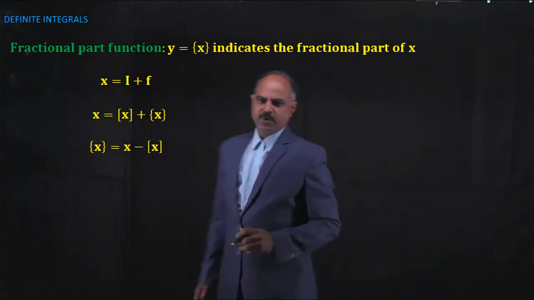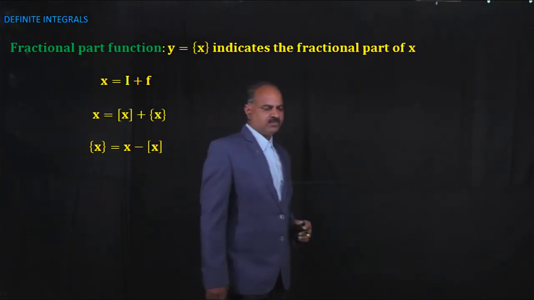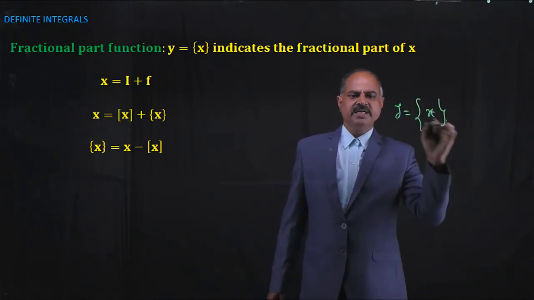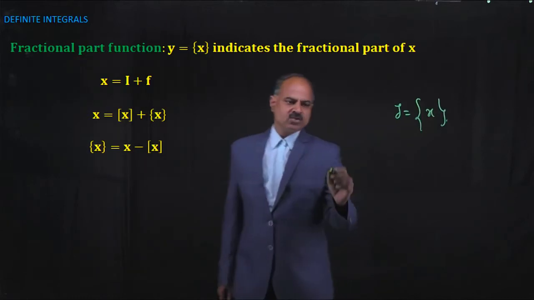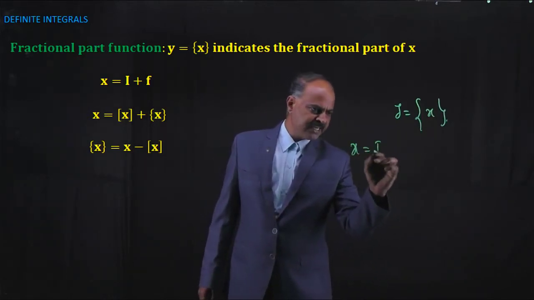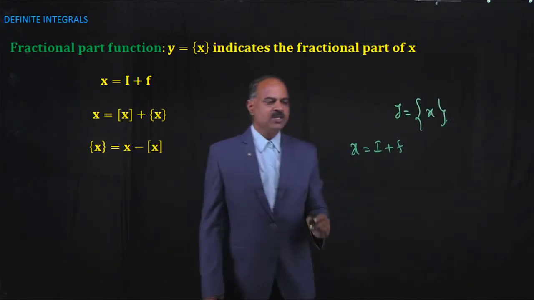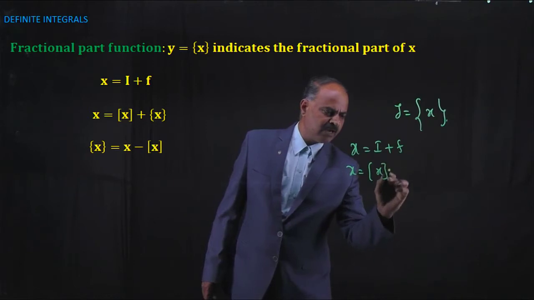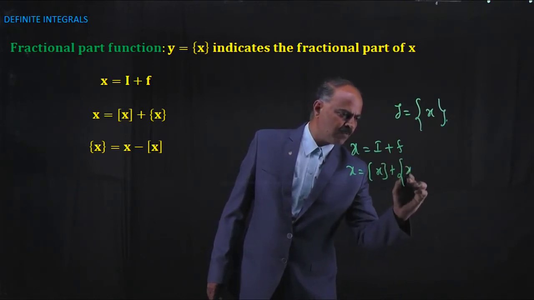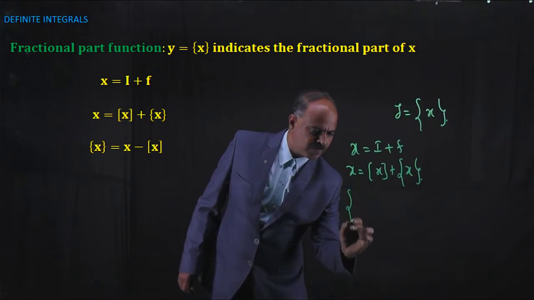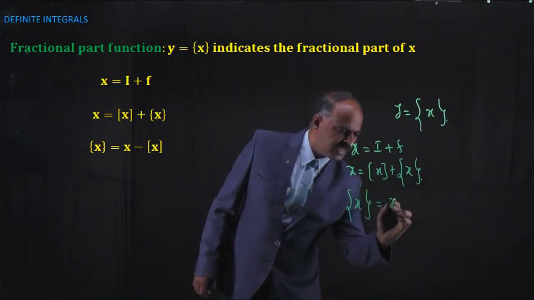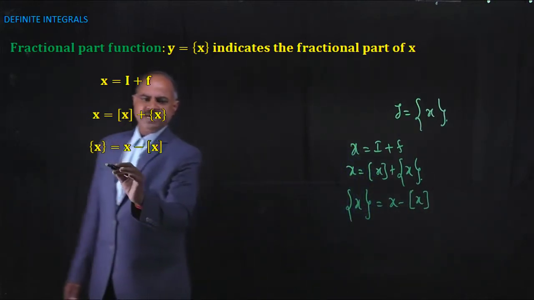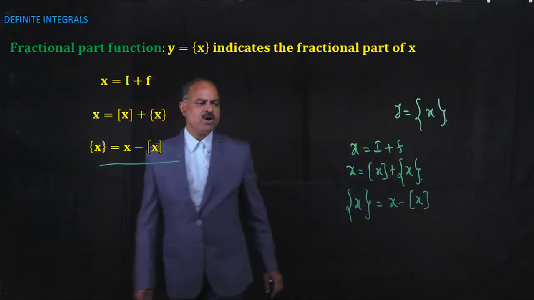Next, the fractional part function y equals {x}, indicates the fractional part of x. So x equal to integral part plus fractional part. x equal to [x], this is the integral part of x, and this is the fractional part of x. So the fractional part of x equal to x minus [x].